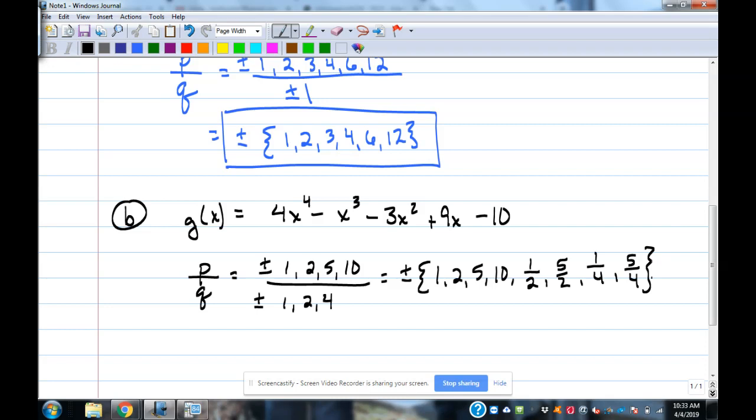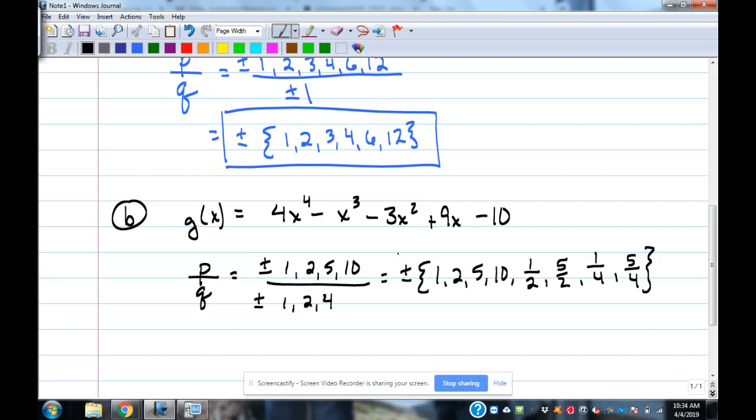So our list is a little larger, and it has some fractions in it because our leading coefficient was a number that had more factors than 1. Anytime your leading coefficient is a number that has a lot of factors, your list is going to get longer. That's our P over Q list.